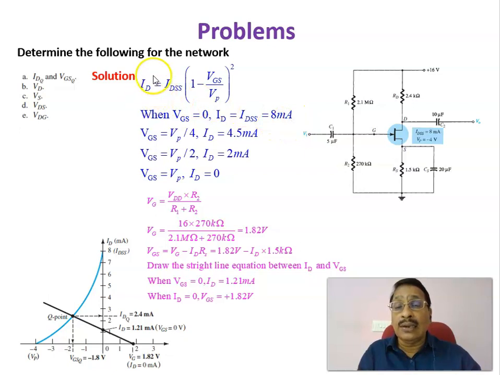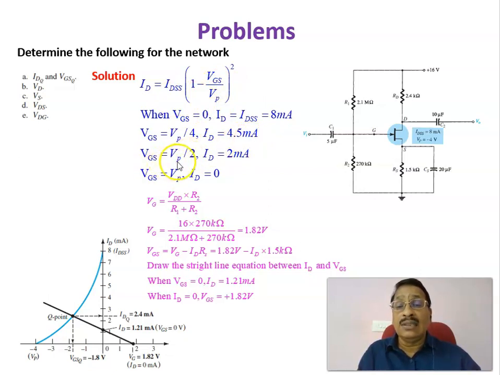And you can plot a curve between ID and VGS. That is what is called the transfer characteristics, the Shockley equation transfer characteristics. For different VGS, you can calculate what ID is. For example, when VGS equals 0, if you substitute here, ID equals IDSS, 8 milliamperes. Like that, when VGS equals VP by 4, that is minus 4 by 4, equal to minus 1 volt, then as per this equation, ID equals 1 minus 1 by 4, whole square, or 3 by 4 whole square into IDSS. You will be getting 4.5 milliamperes.